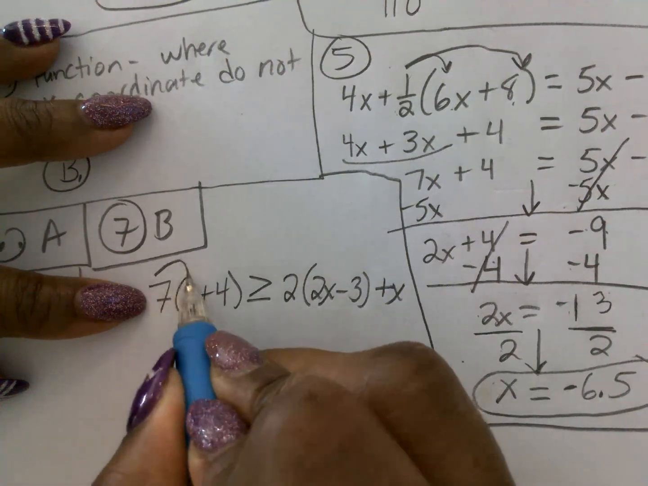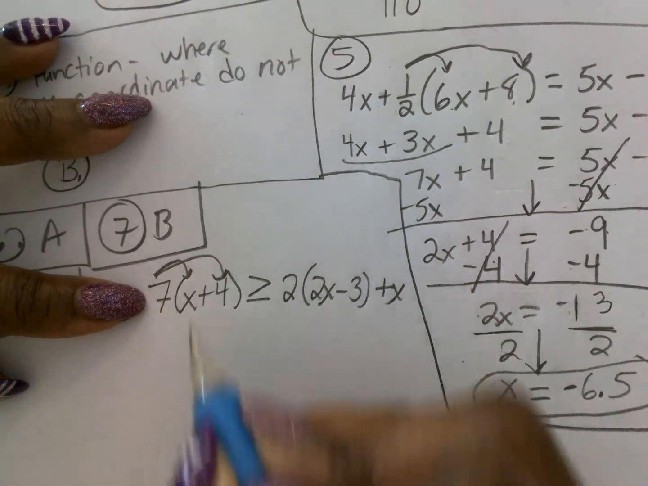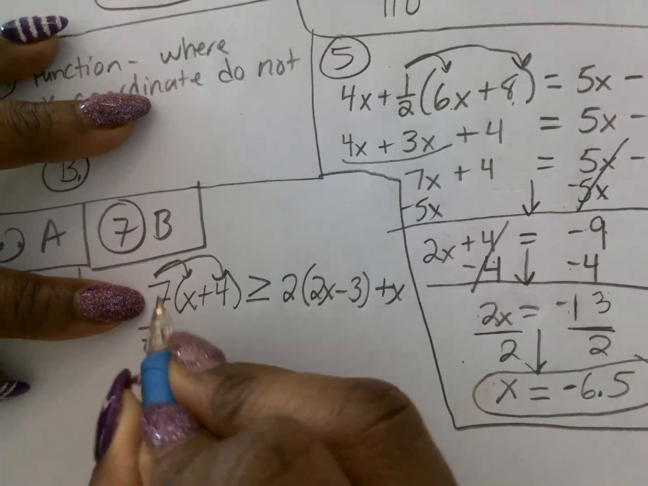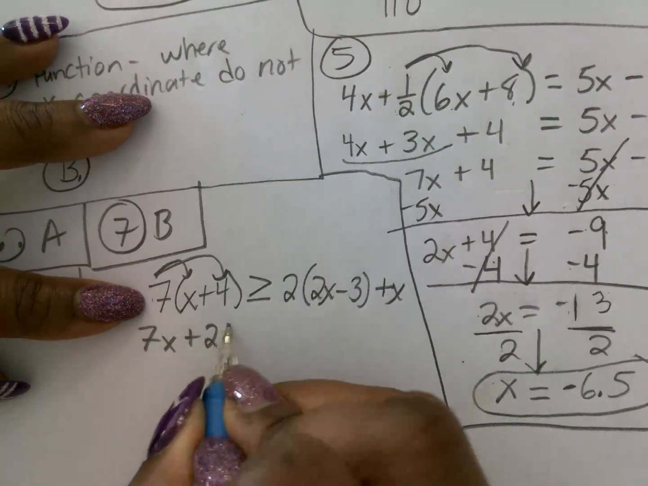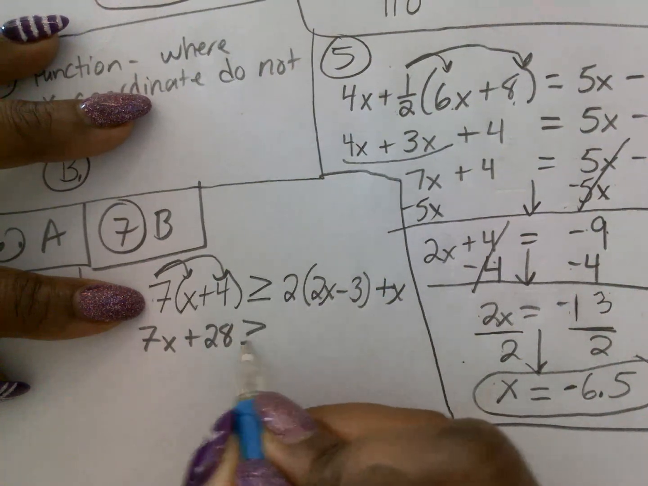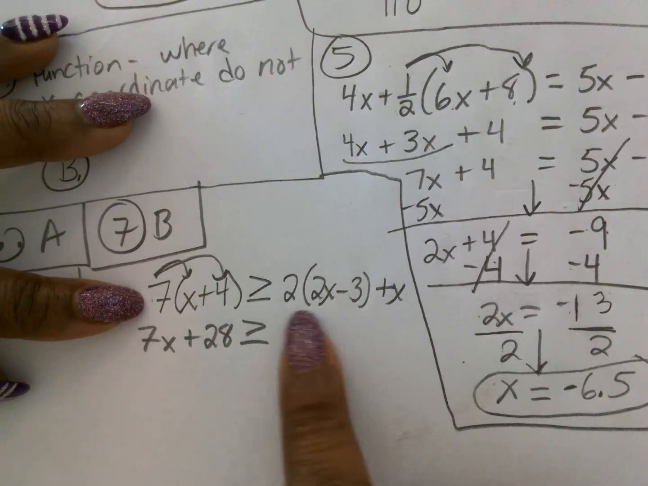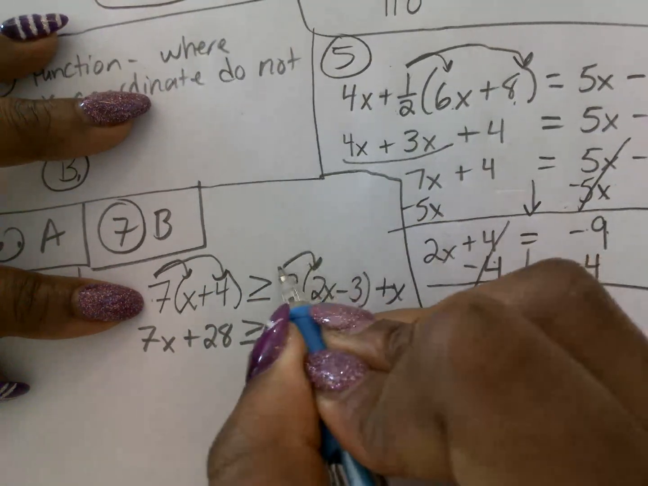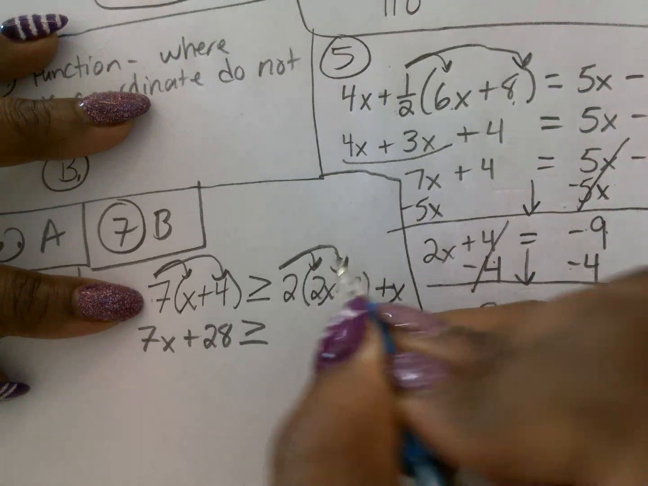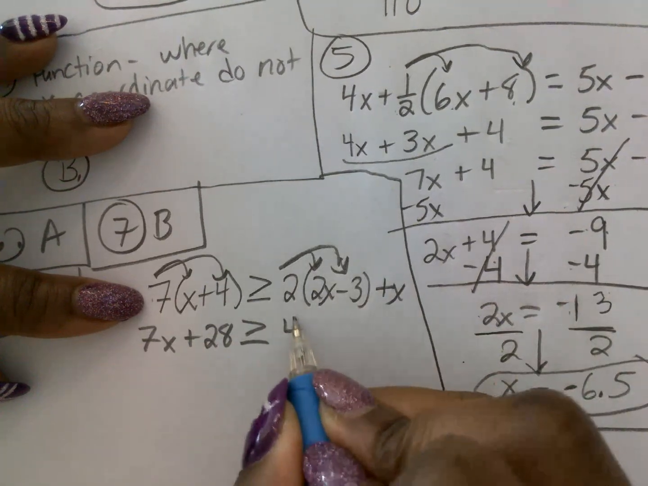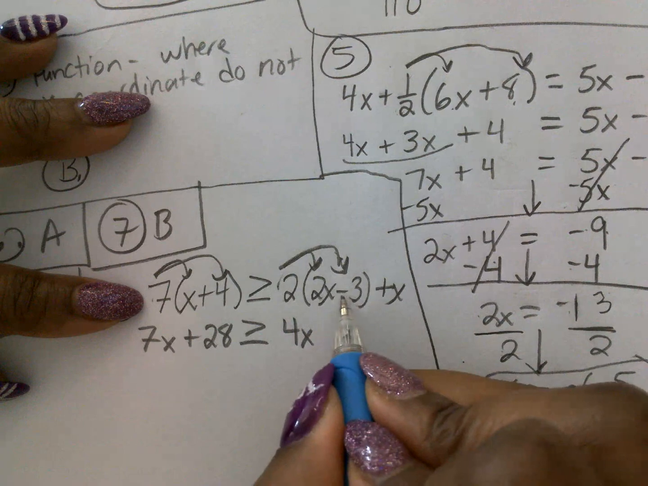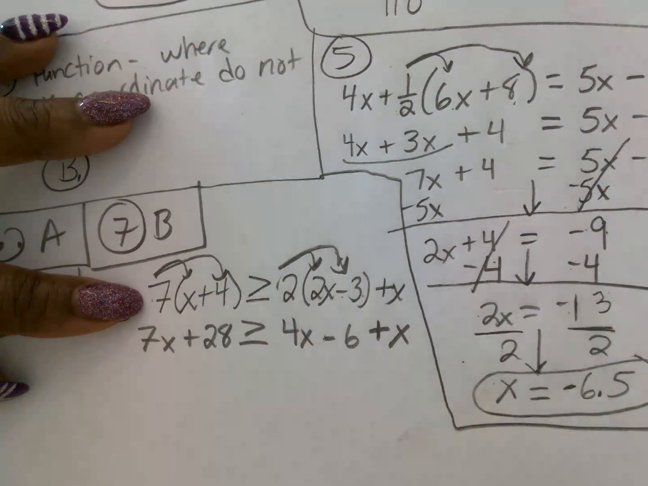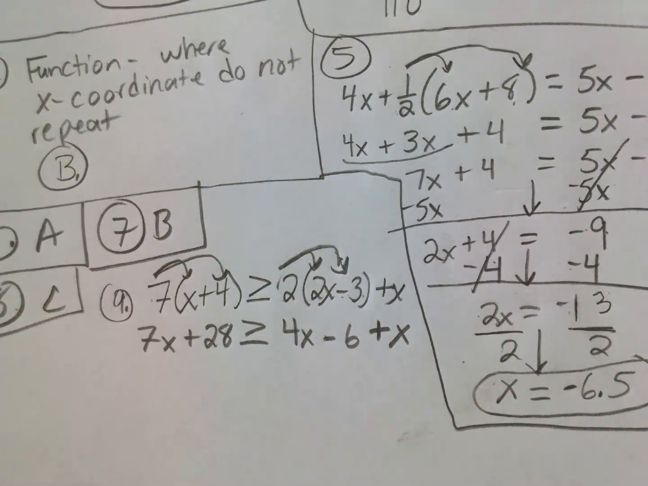We're going to multiply 7 times both numbers in the parentheses. So 7 times x is 7x, and 7 times 4 is 28. Bring down the inequality. We have distributive property over here. We're going to multiply 2 times both terms in the parentheses. So we got 2 times 2x, which is 4x. Then 2 times a -3 is -6. Bring down the plus x. So distributive property is first.